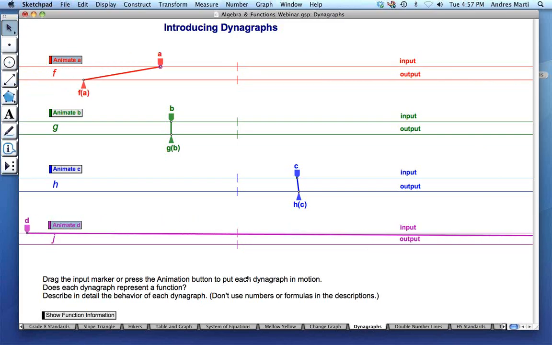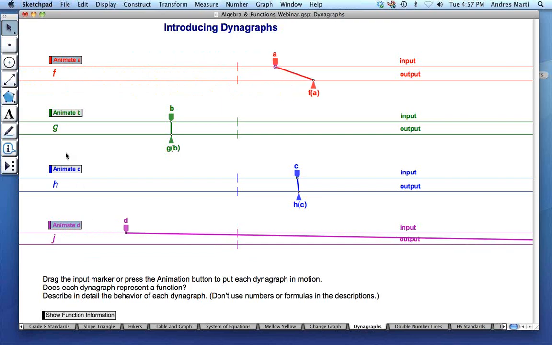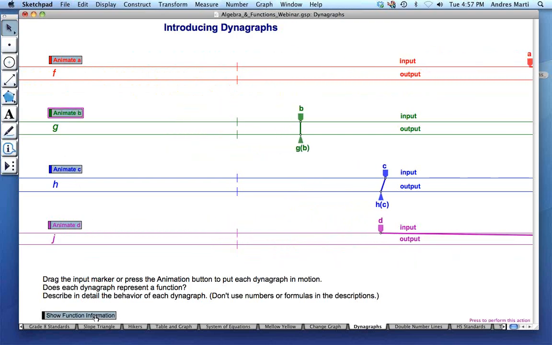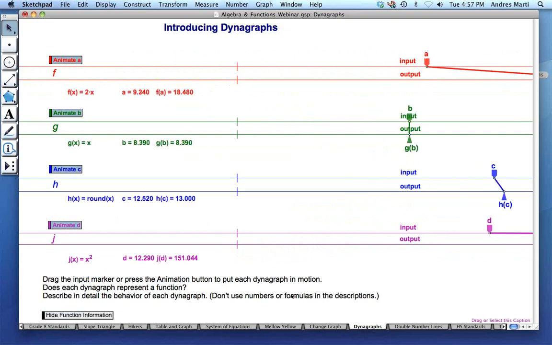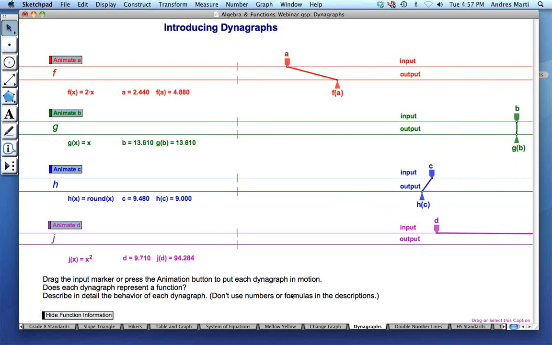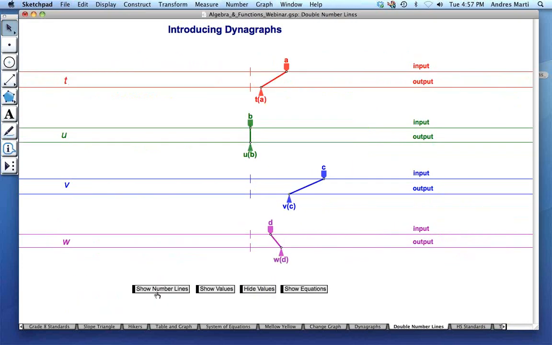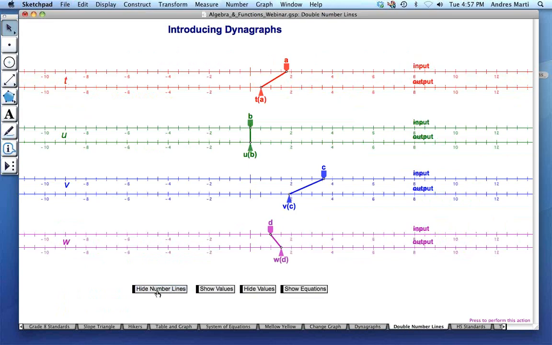And for those of you that need to know the answers, it would be unfair if I didn't show them to you. So there they are. Okay? The next page of this activity jumps and starts showing the number lines and connects this idea of functions to the double number line, and that's all I'm going to say about that.